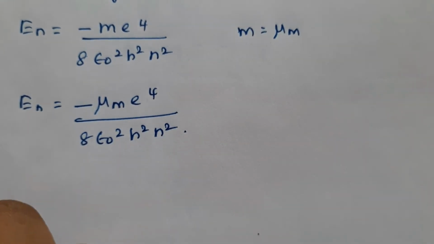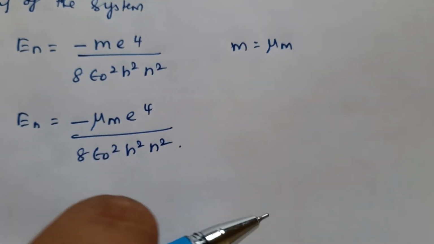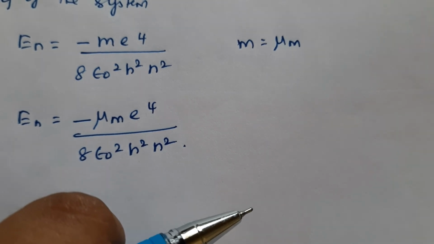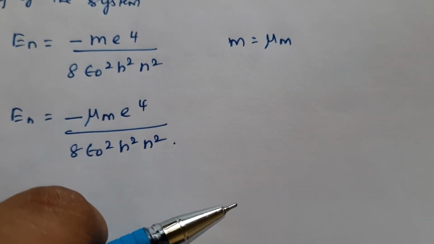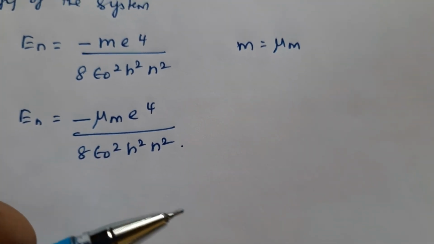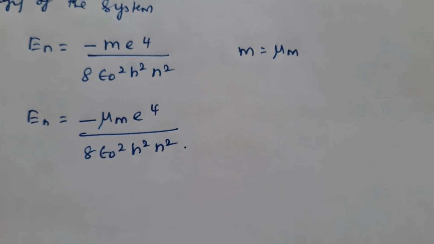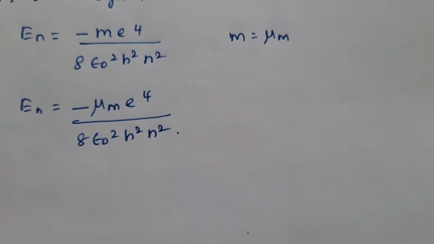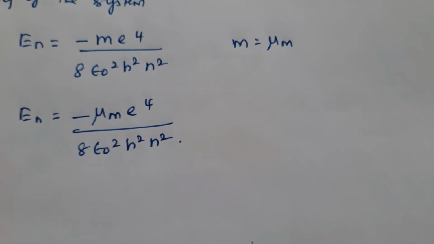Okay. So the nucleus is heavy compared to the electron. So the reduced mass is closer to the mass of the electron. The nucleus is heavy compared to the electron because it consists of neutrons and protons, so the mass is heavy. The reduced mass is closer to the mass of the electron.